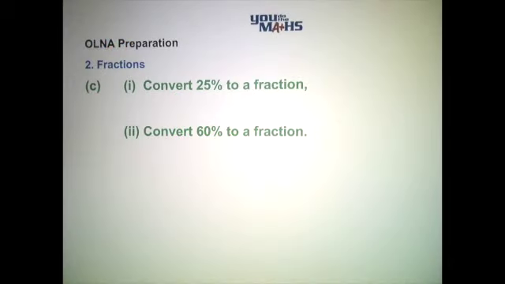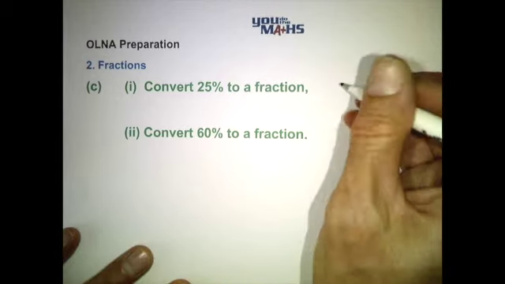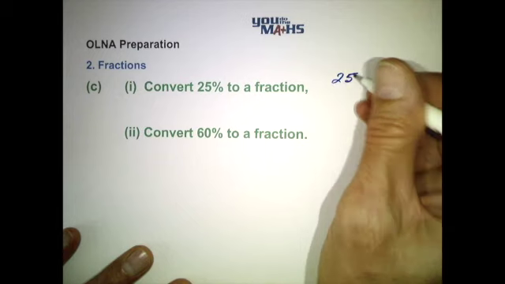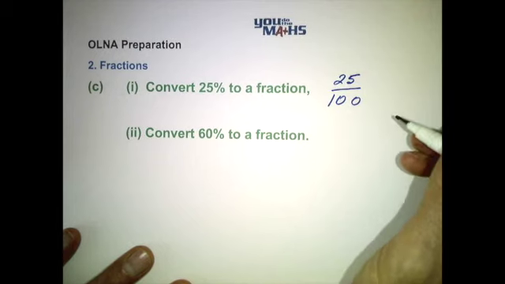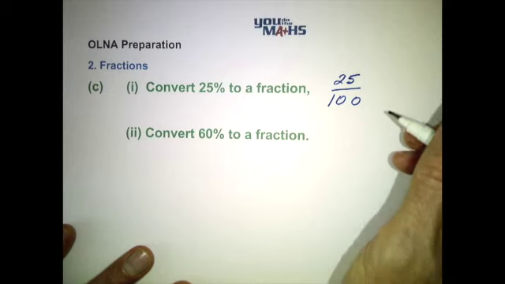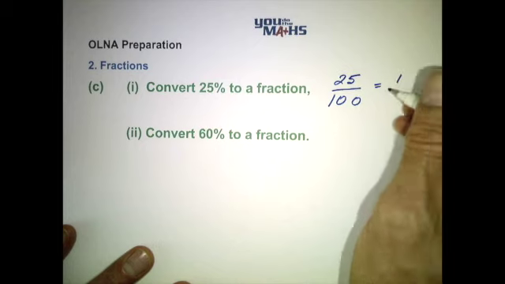The key thing to note here is if we're working with fractions and percentages, percentages are just a fraction over 100. So 25% is just 25 over 100. And a lot of us are familiar with the fact that 25% of something is a quarter. But what if we weren't so sure about that? How do we simplify to show that 25 over 100 is equal to 1/4?